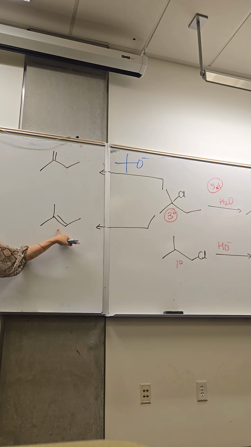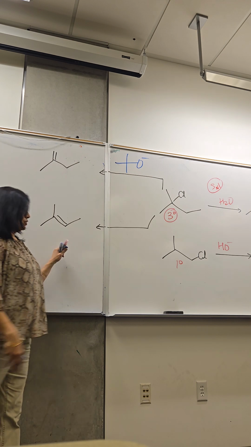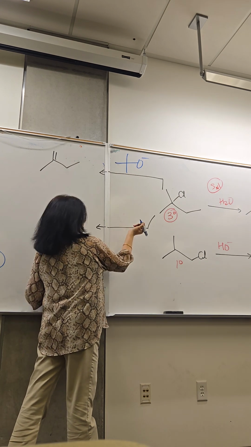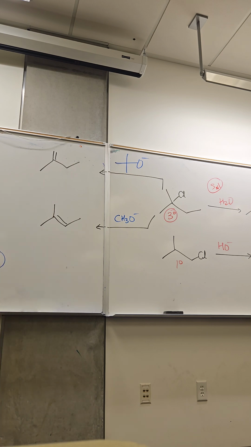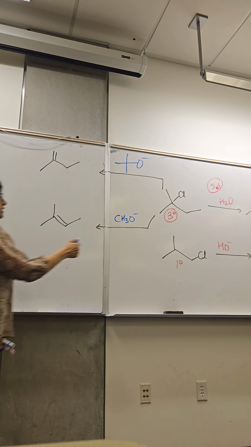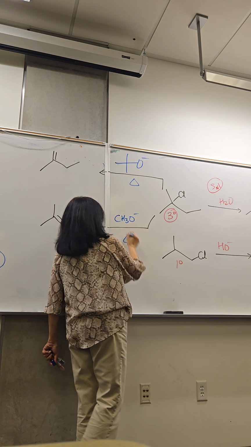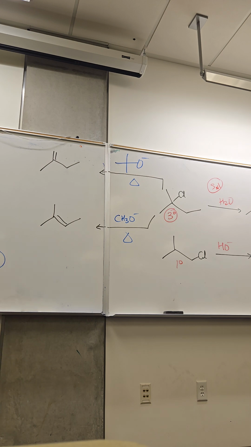But then if you wanted Zaitsev's product, what would you change? The small bases. So what are the small ones? Ethyl or methyl alkoxide, exactly. Of course, since it's elimination, there's no harm in adding heat to the mix, because heat favors elimination and makes it go a little bit better.